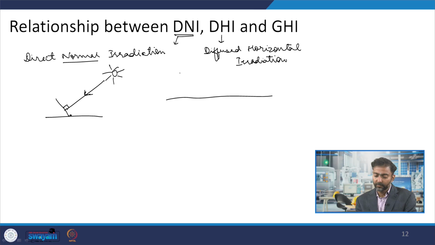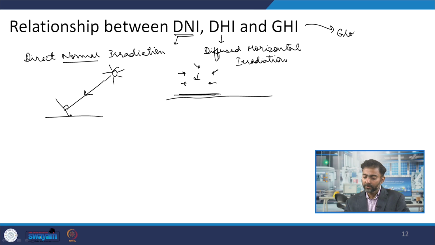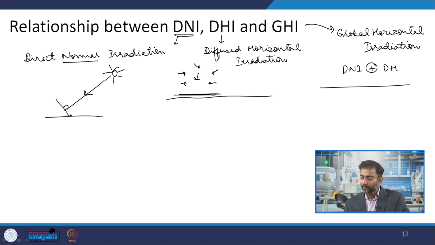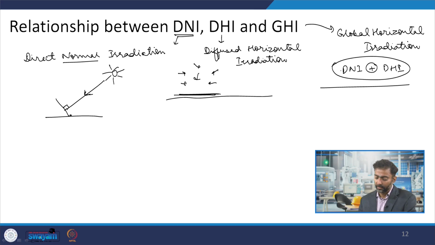So, we have a horizontal surface and there is diffused radiation coming from all directions. So, we just measure it on a horizontal surface. And then GHI is the global horizontal irradiation, which again, as the name indicates, we are measuring on a horizontal surface, and this is the net effect of DNI as well as DHI. So, together that effect is what we are calling the global horizontal irradiation.